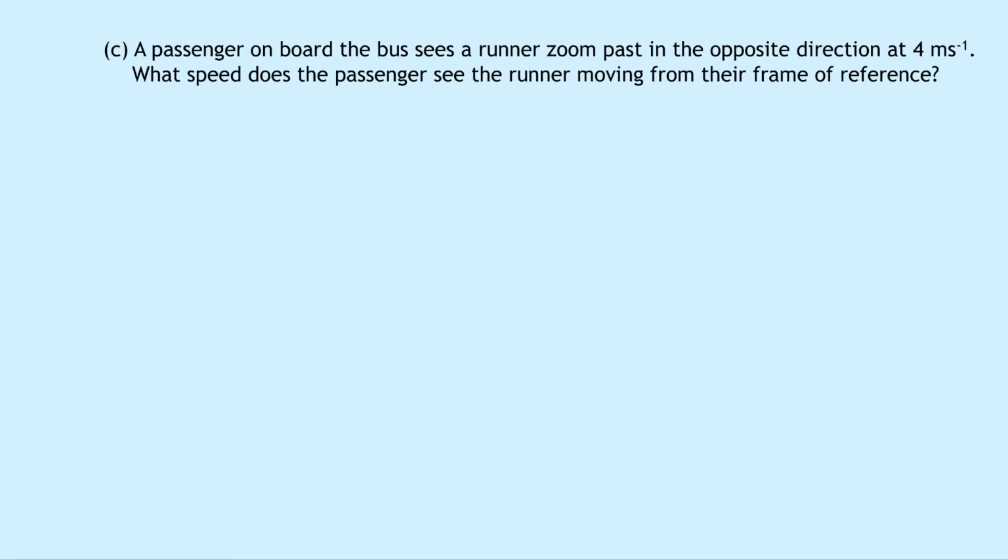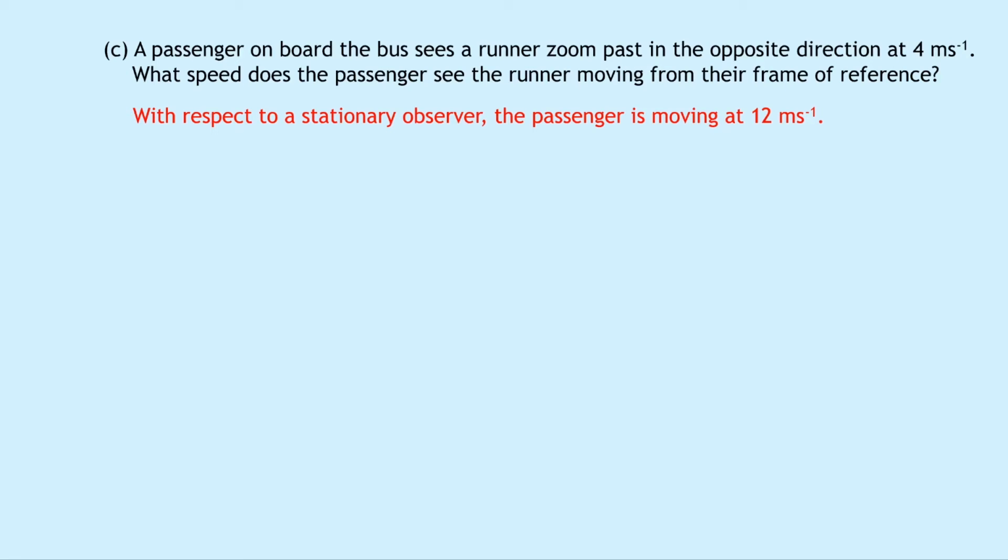Part C says that a passenger on board the bus sees a runner zoom past in the opposite direction at 4 meters per second. What speed does the passenger see the runner moving from their frame of reference? Well, remember the passenger is on the bus, and we've seen that with respect to a stationary observer, the passenger will be moving at 12 meters per second because the bus itself is moving at 12 meters per second with respect to a stationary observer.